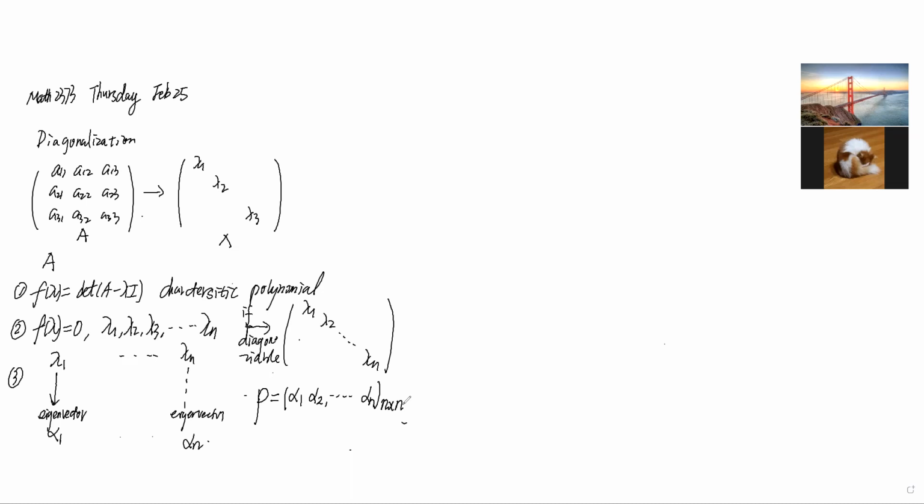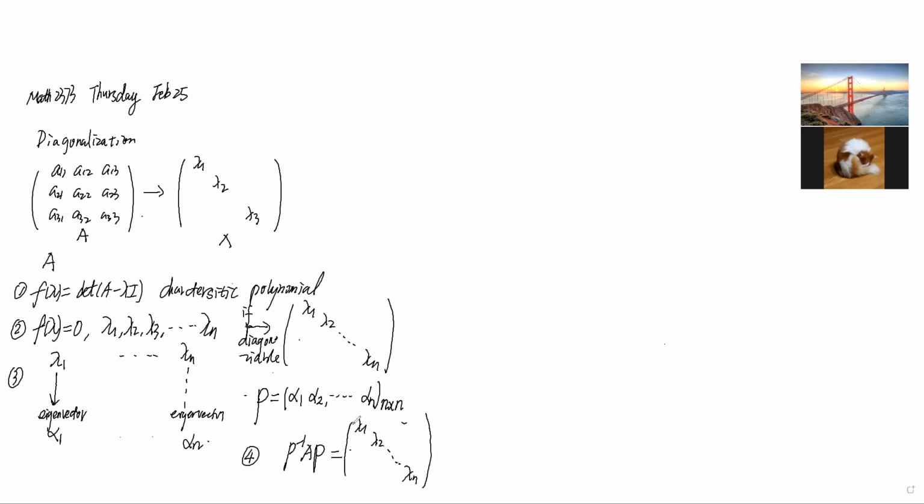Okay, so after we got this, you may ask me, why do we do this? The reason is that after we find P, finally we have P A P inverse is lambda 1, lambda 2, lambda n.